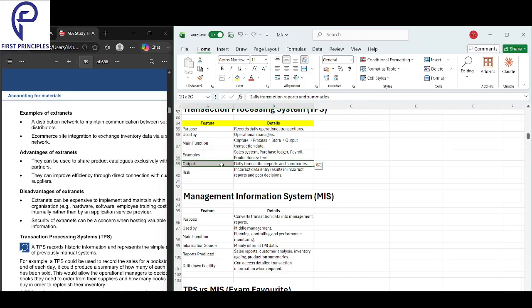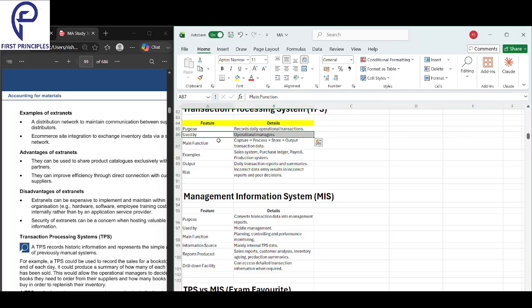The output is daily transaction reports and daily summaries. It makes sure that all the information is recorded here, and it keeps a major record of everything. That is the biggest benefit. The risk, however, is that if you put in incorrect data, then the report is also incorrect. Bad fruits make bad juice, similarly incorrect data gives an incorrect report.